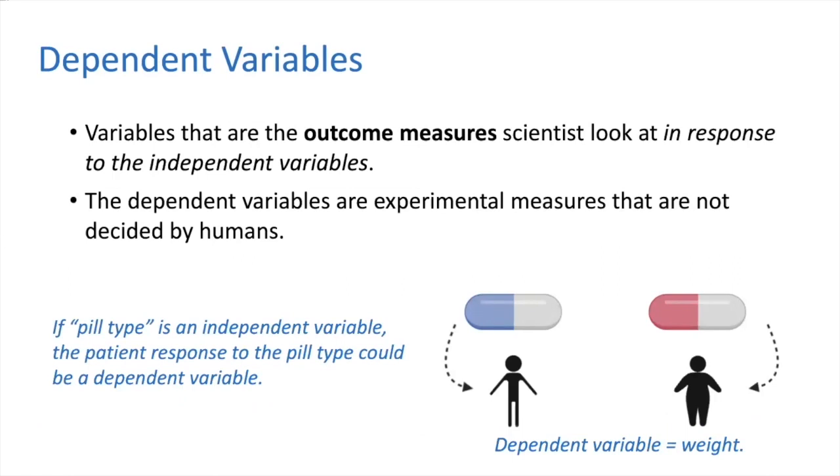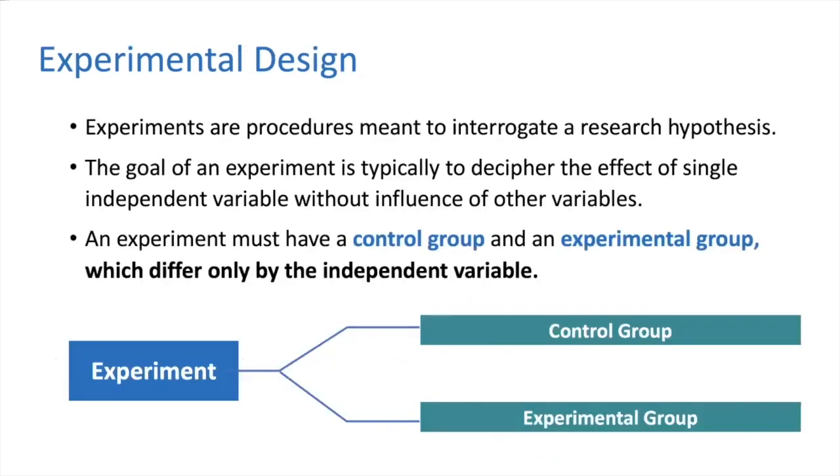The dependent variables are outcome measures as a result or in response of the independent variables. The dependent variables are experimental measures that are not decided by humans. So, continuing with the previous example, if pill type is the independent variable, the patient response to the pill could be a dependent variable. So again, we have the group with blue pills, a group with pink pills, and let's say you're tracking weight as a result of the pill type. So the pill type is the independent variable and the weight is the dependent variable.